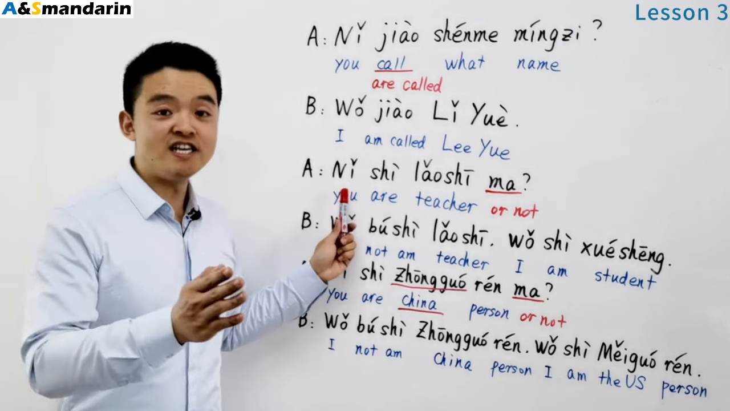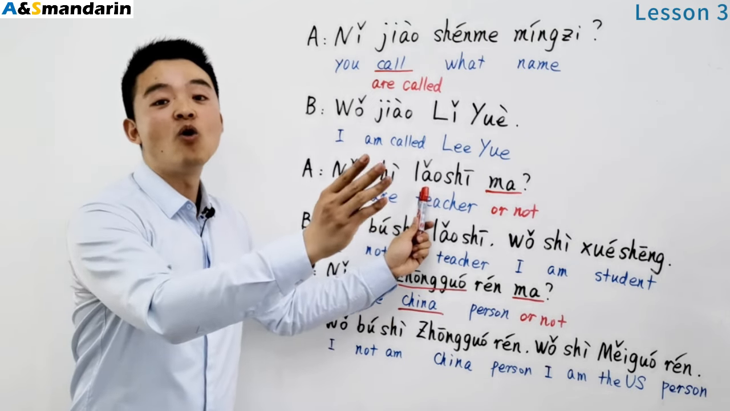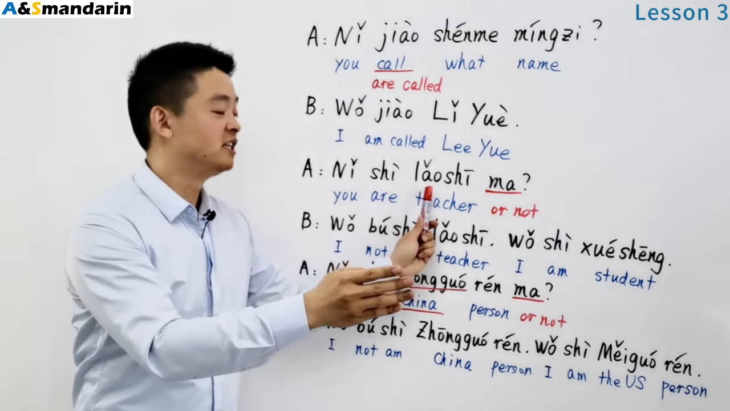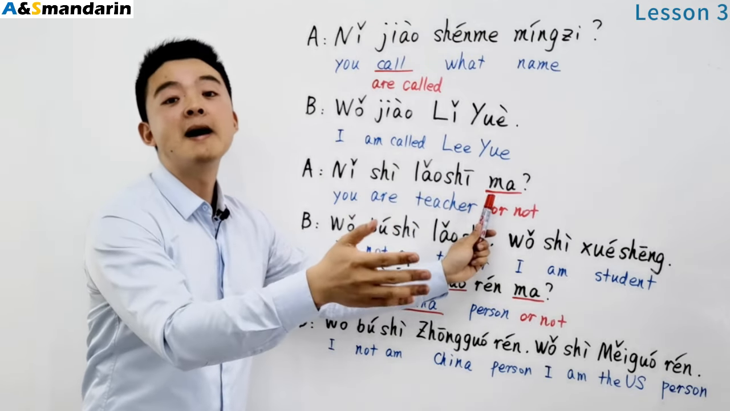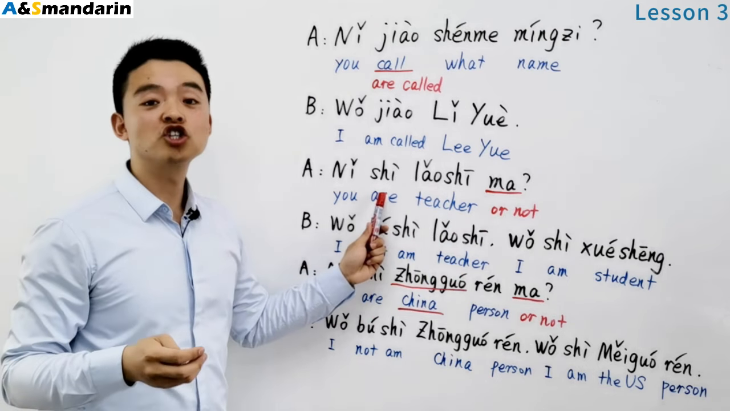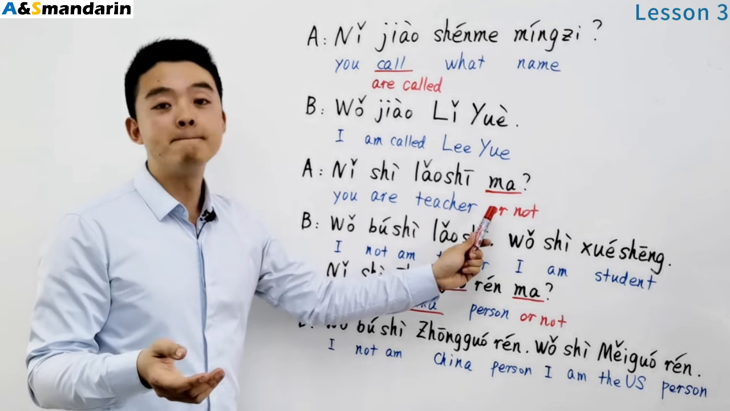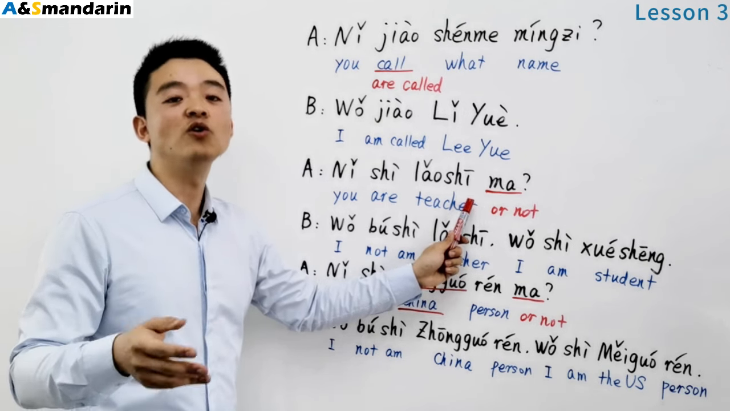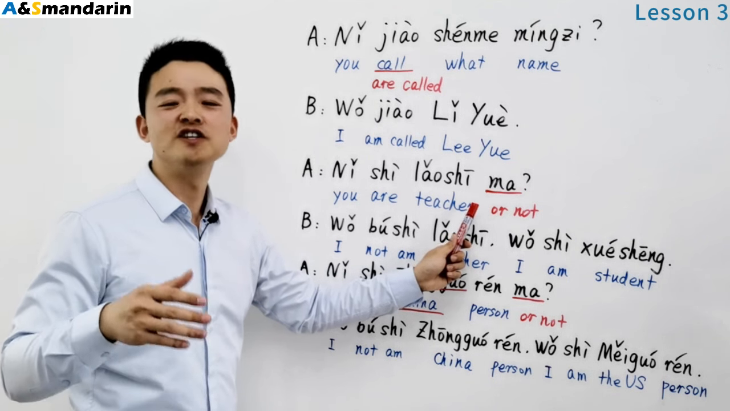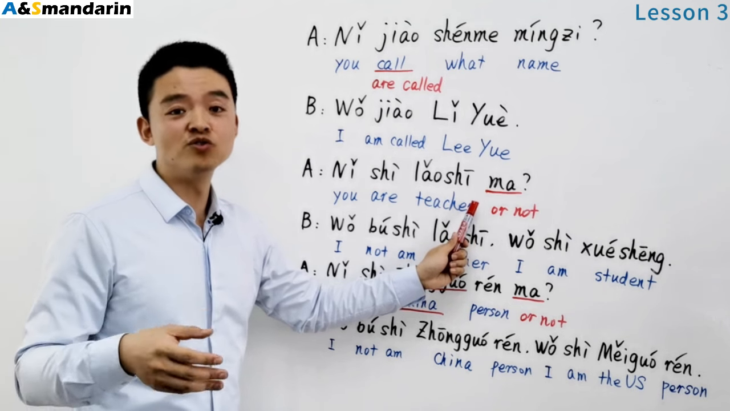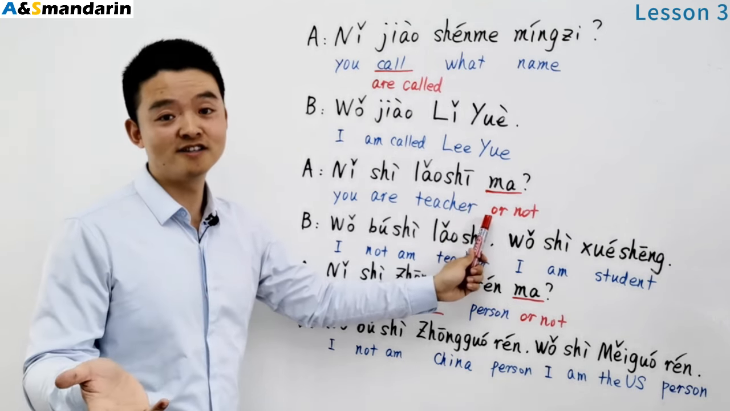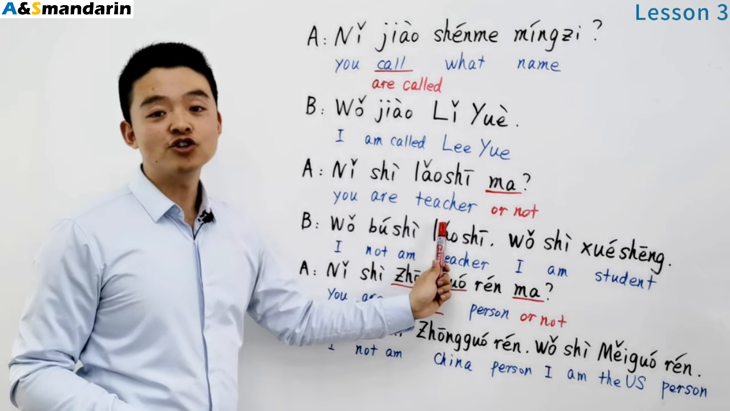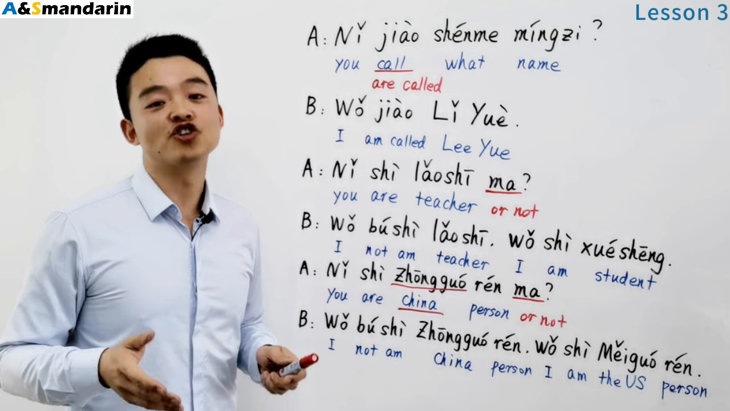Let's move on to text 2. A says, 你是老师吗？你 you, 是 are, 老师 teacher. 吗, you can see the explanation in the book or in a dictionary. 吗 is a particle at the end of a sentence to show it's a yes or no question. I have to say the definition is too long and not easy for you to remember. I recommend you to remember it with my translation, or not. 你是老师吗？You are teacher or not? That is, are you a teacher in Chinese?